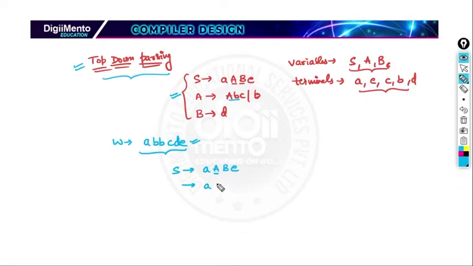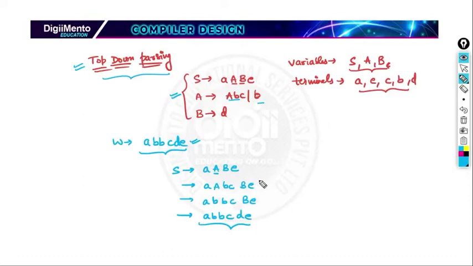So A A B C B E, right? Then this A will generate a single B. So A B B C B and small e. And then A B B C. So B will generate D E. So we got this string using top-down parsing.